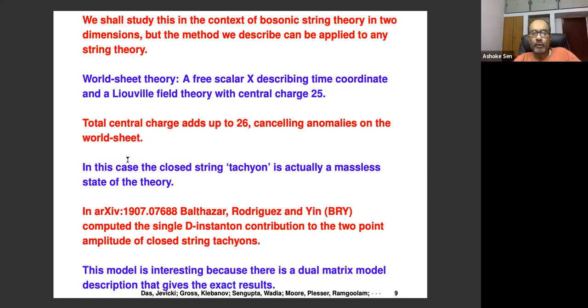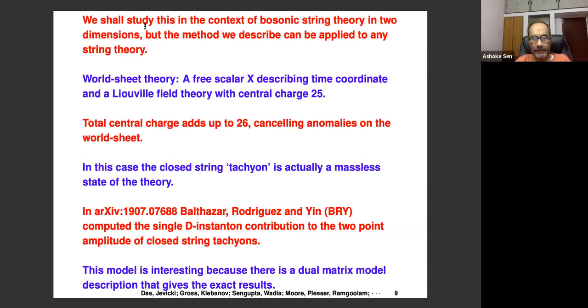So what we are going to do is to study this in a specific context, in the context of bosonic string theory in 2 dimensions. But the method that we will describe can be applied to any string theory. The reason that I have focused on this particular theory is because here the answers are known from a dual matrix model. So whatever result we get from direct string theory calculation can be compared with the matrix model result to see if the results agree or not.